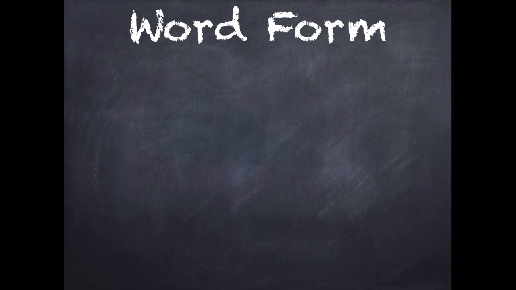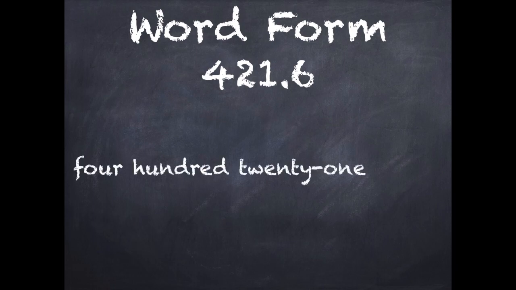Let's get down some word form with this next one. First, we're going to write the number just on the whole number side, which is 421. And then the decimal point, so that's and, then the number on the decimal side, 6, and then the name of the place it ends in: 421 and 6 tenths.